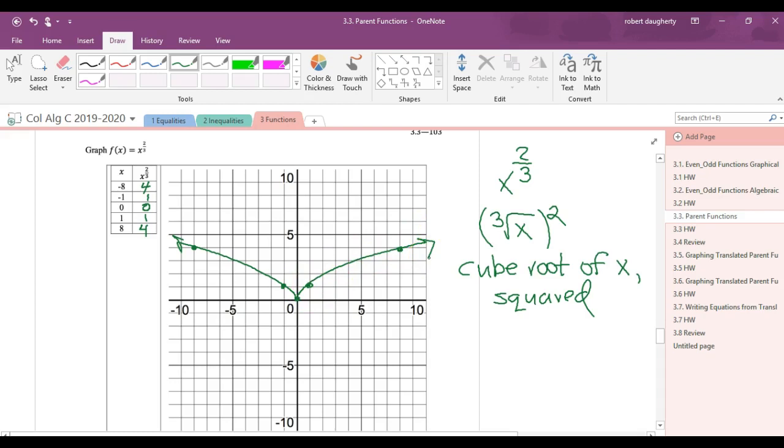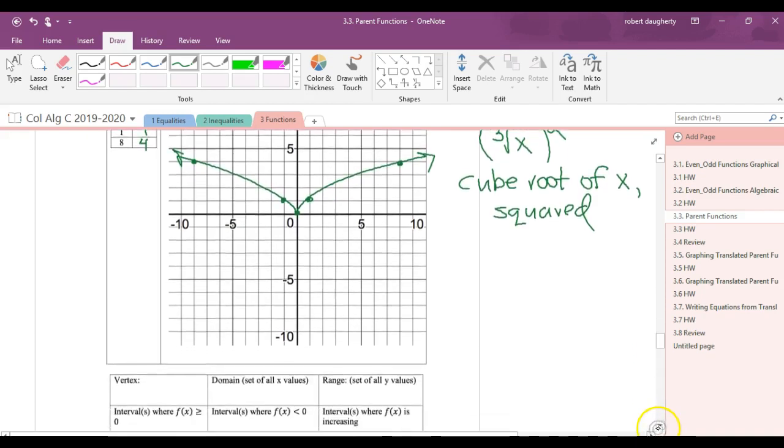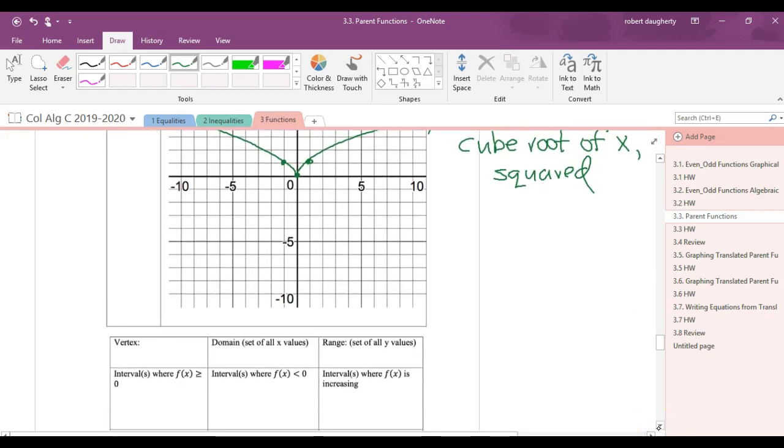Okay. So it's a little bit different than the v. The v was straight lines, okay? This one has a little bit of a curve to it, okay? This is what x to the 2/3 looks like. So in this point, let's talk about what the special points are on this graph. This one has a vertex. What is the vertex on this one? 0, 0. Okay, that's that point that it comes to.